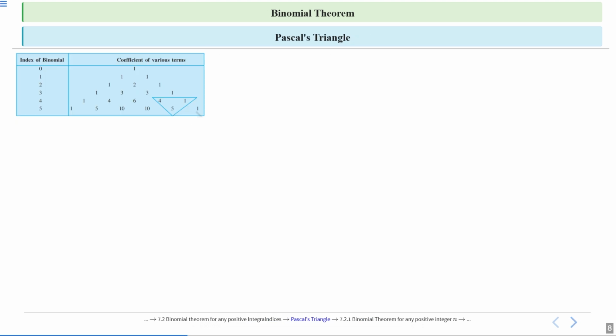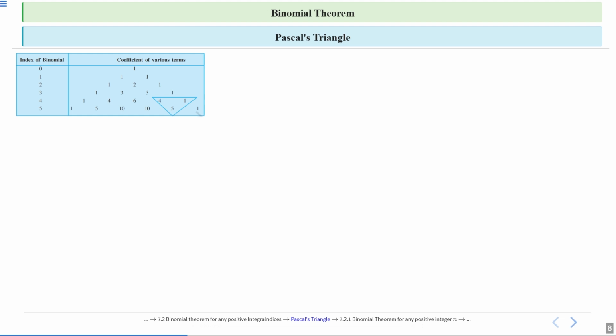Let's learn about Pascal's triangle. Okay, so this table shows Pascal's triangle. So in this table, you can see when the index of the binomial is 0, in that case the coefficient of the various terms is 1. Okay, only 1.